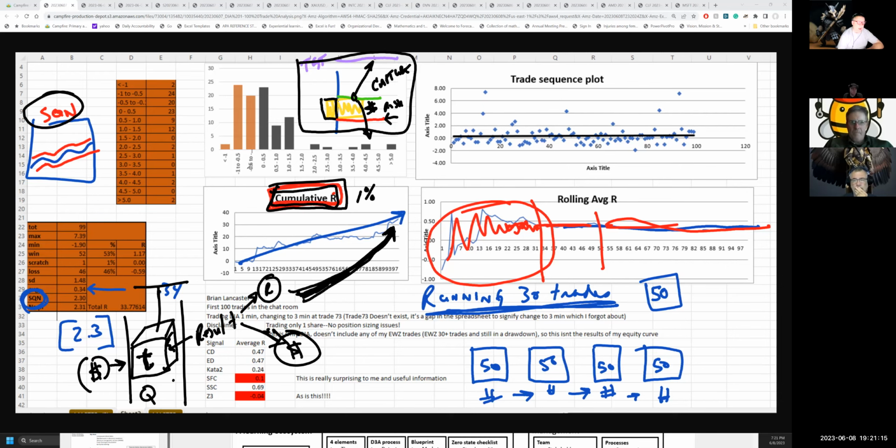The portfolio value is something that you like. The equity curve too, because that's what you can spend. But that's why you want to continue to work the cumulative R.